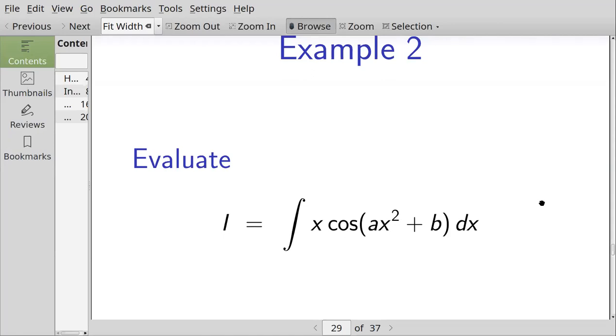Okay. You would let u equal ax squared plus b, right? And then du becomes 2ax dx. Okay? So if you write everything in terms of u and du, this integral becomes the integral of some constant times cos of u du. And you know how to integrate the cosine.